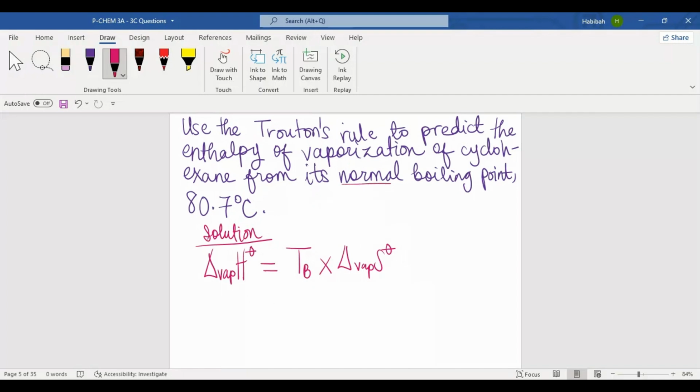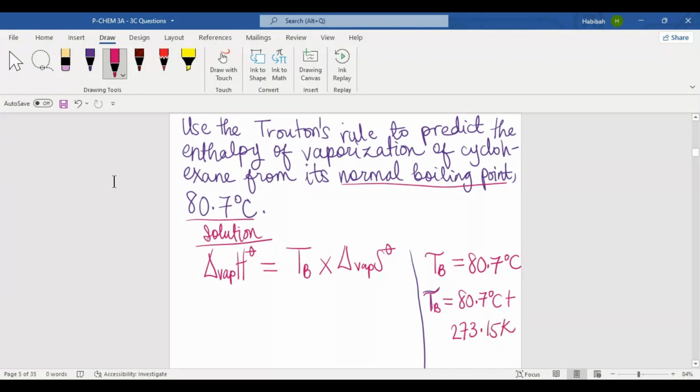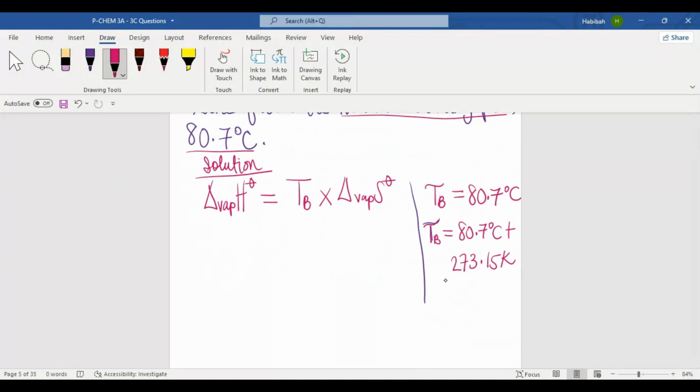We're told the boiling point for this question is 80.7 degrees Celsius, so T_B is 80.7 degrees Celsius. The next thing you have to do, anytime you're given temperature questions like this, is go from degrees Celsius to Kelvin. So T_B is 80.7 degrees Celsius plus 273.15 kelvins. I'm doing the calculation on the side. 80.7 plus 273.15 gives you 353.85 kelvins.